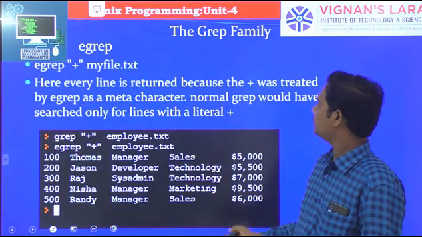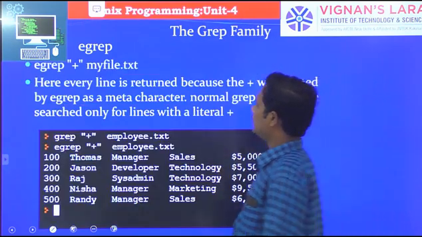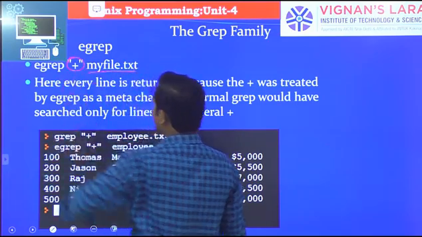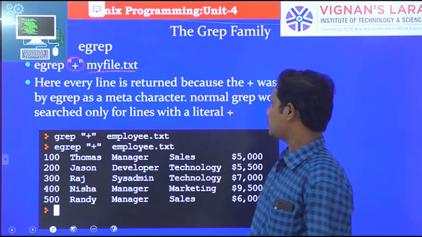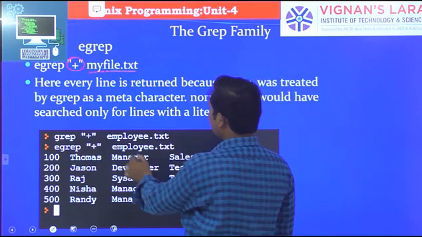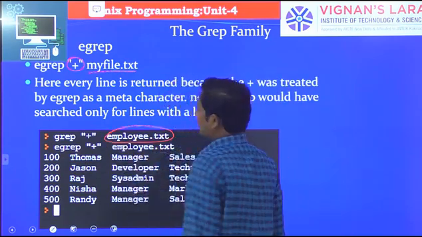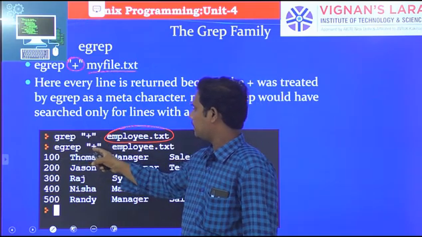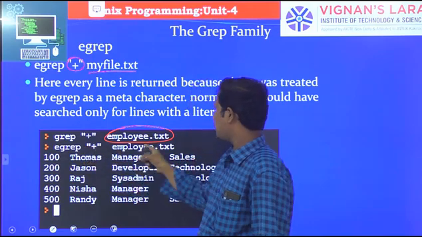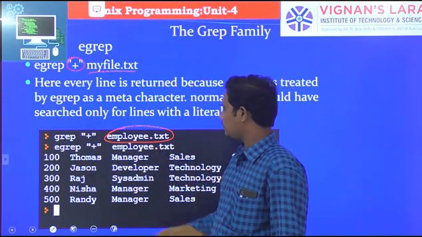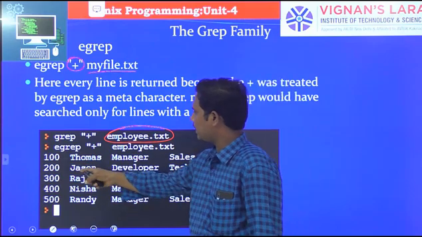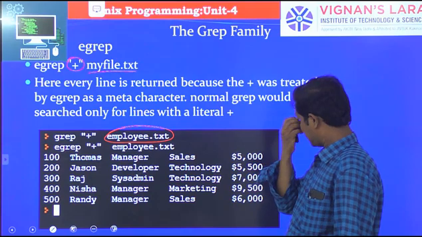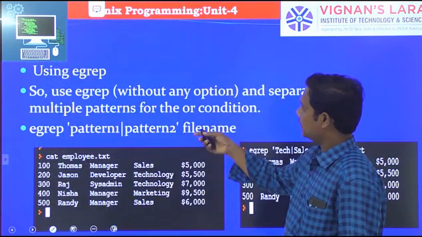So here is an example: egrep plus symbol and a file. Actually, plus is an operator. Suppose employee.txt is there and you want to search for plus. So egrep plus employee.txt, and the lines matching plus will be displayed from the input file.